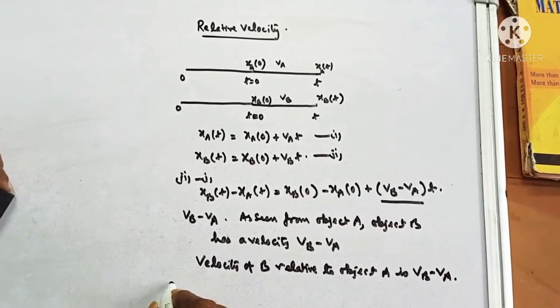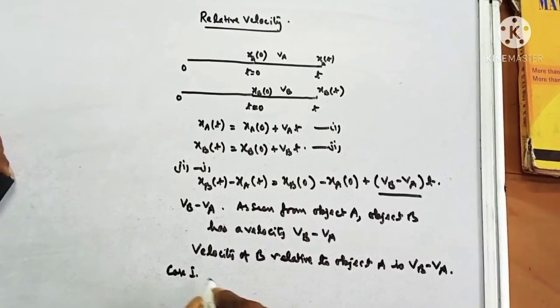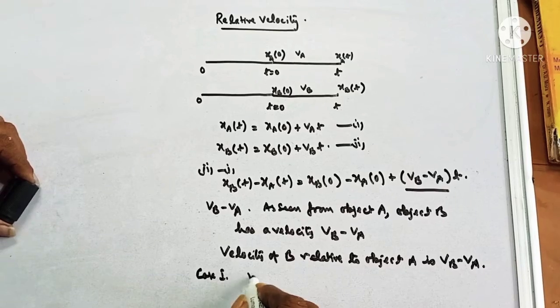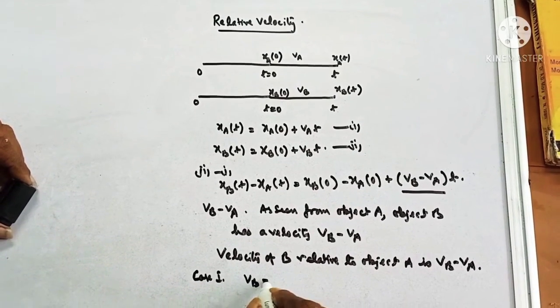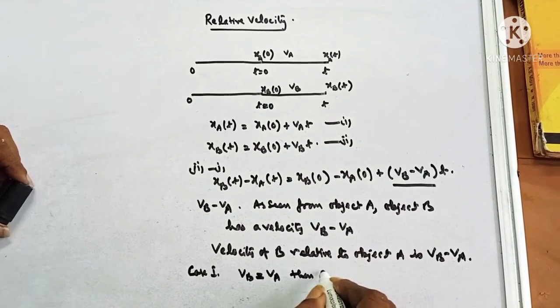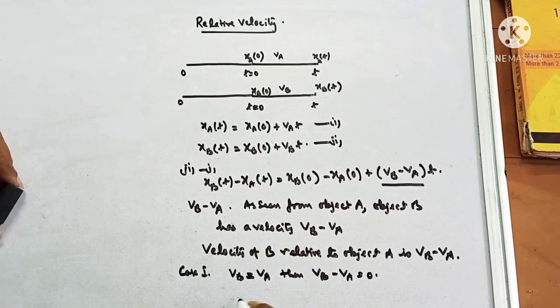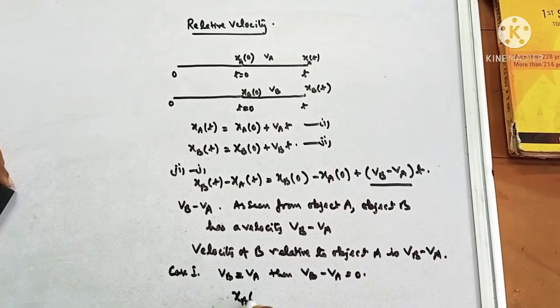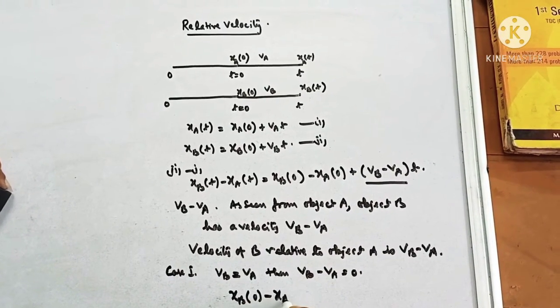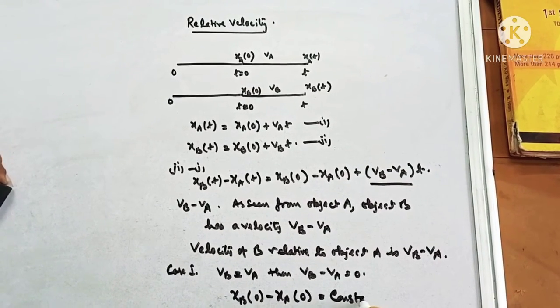Now, case 1: if your vb is equal to va, then what happens? vb minus va is equal to 0. So here xb naught minus xa naught will remain constant.